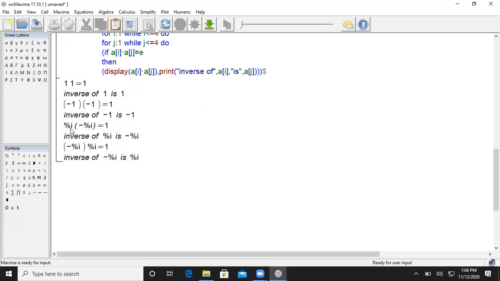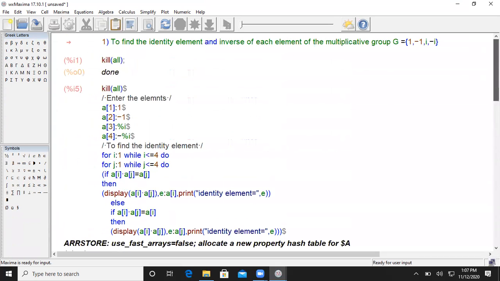The next one, i into minus i is 1, the inverse of i is minus i. Minus i into i is 1, the inverse of minus i is i. So okay, we have done up to this.